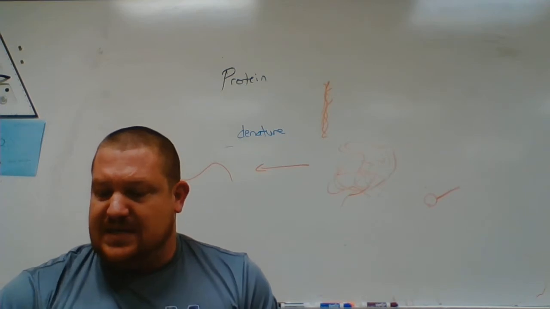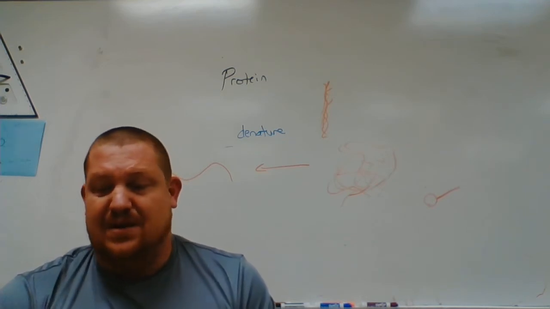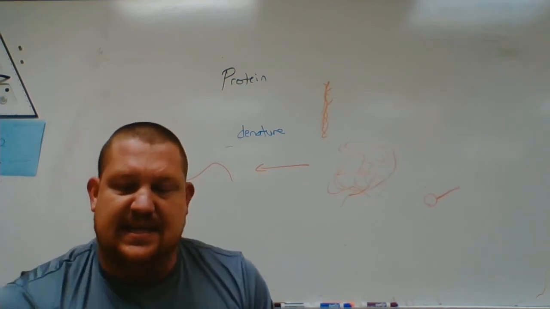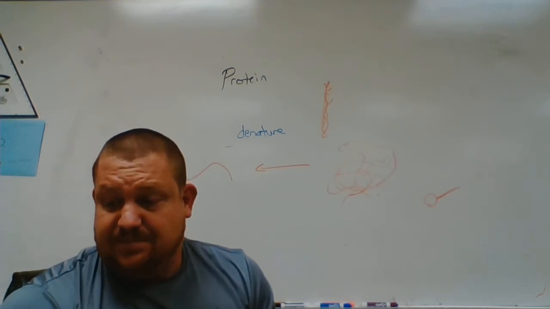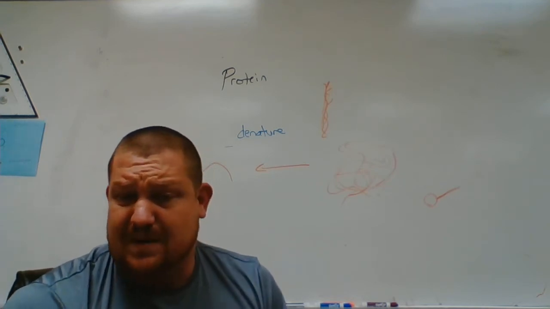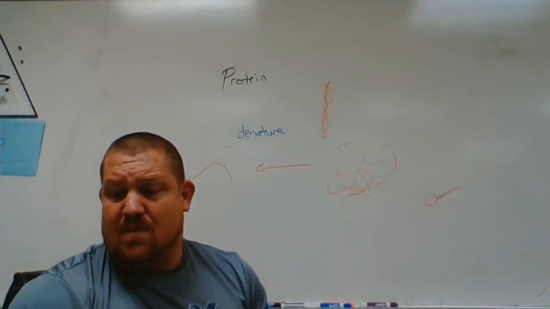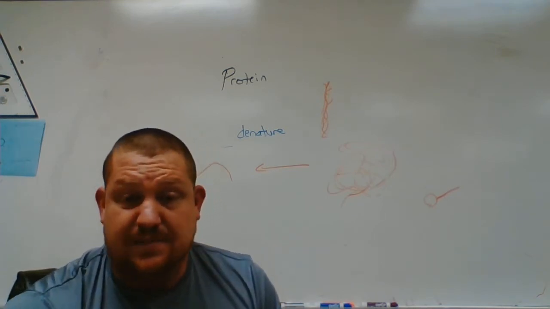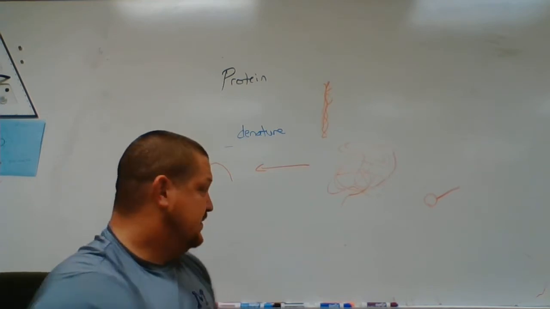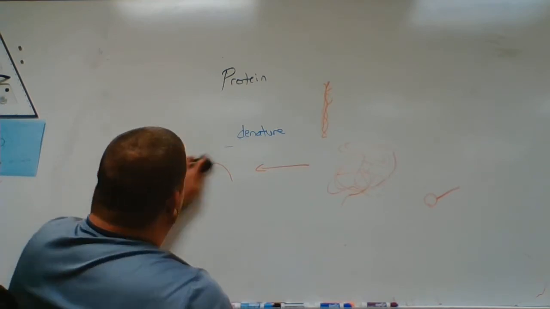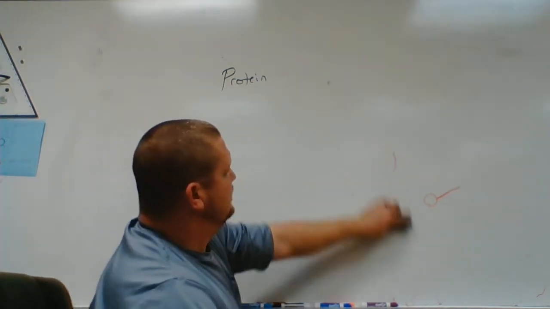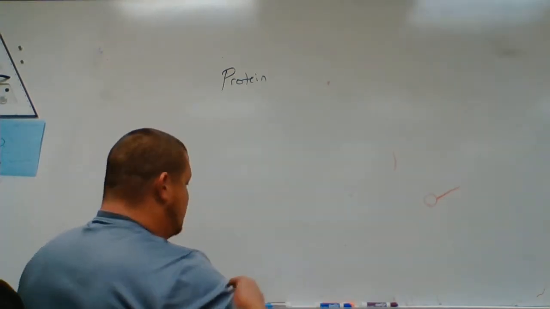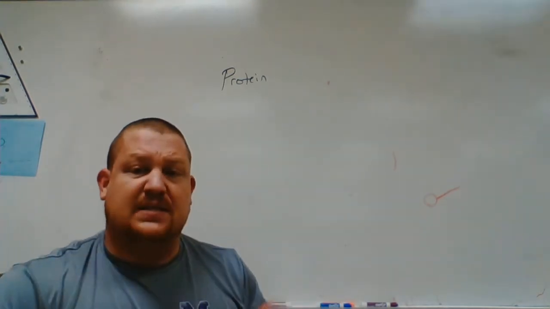So that is denaturing. The last thing we'll talk about with proteins is that they are enzymes and hormones. We don't talk about them much being hormones, but some of our hormones are proteins, like insulin is one. But anyway, going into enzymes. So enzymes make reactions happen faster.